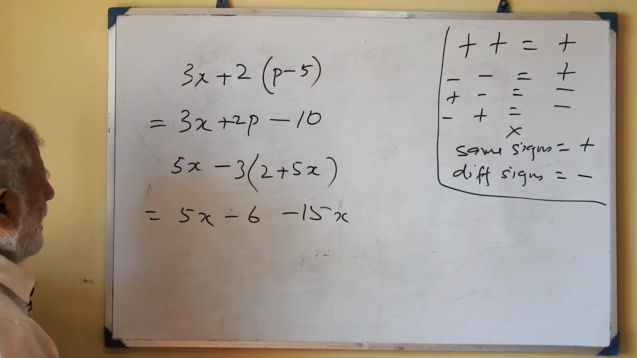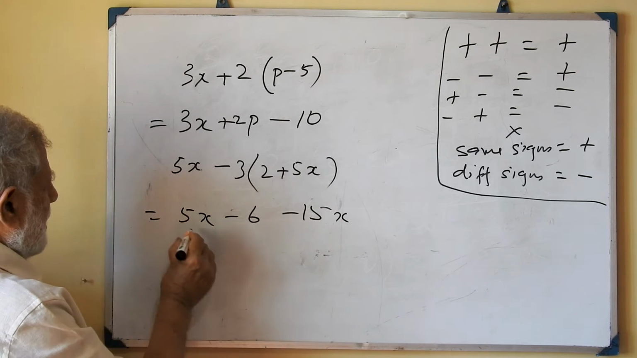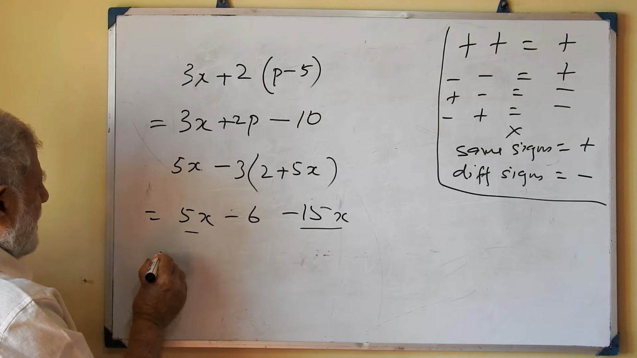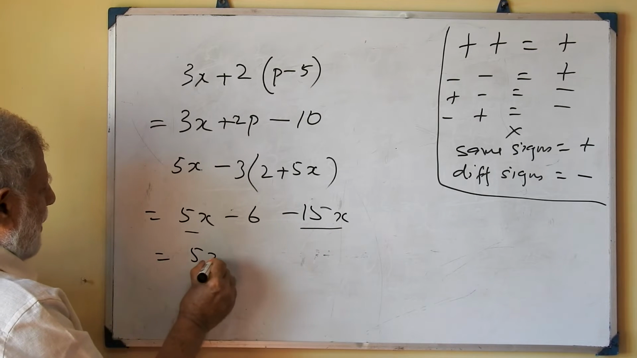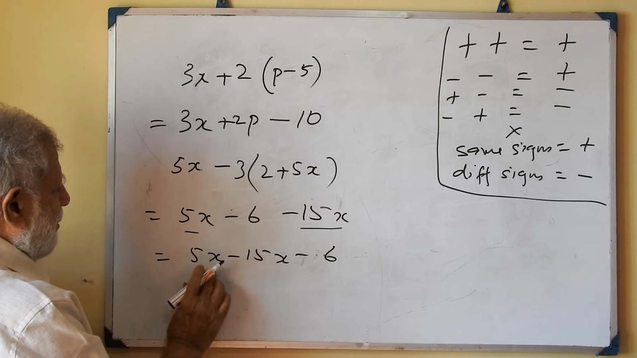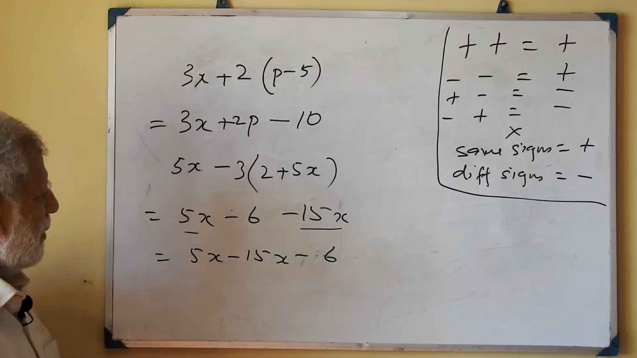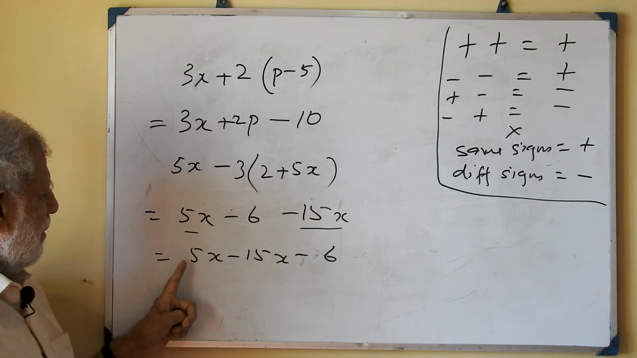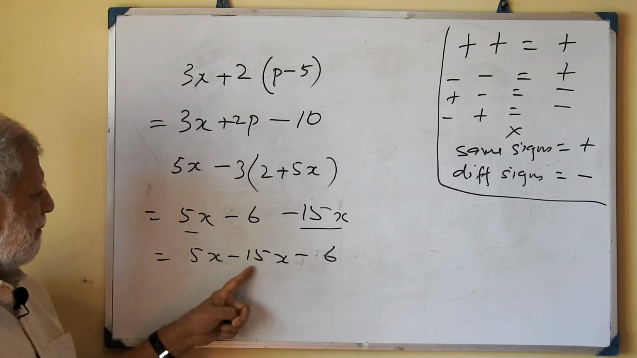So now can you see here, you are getting like terms. 5x and minus 15x. So many children would like to write it like this: 5x minus 15x minus 6. These x's together. So when you write it together, for some children it becomes easy. So now here plus 5x minus 15x.